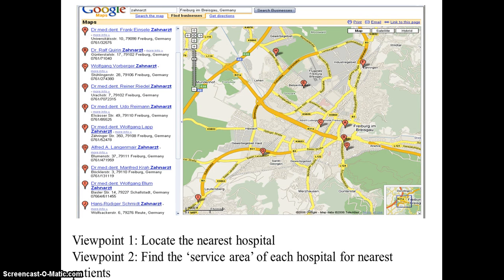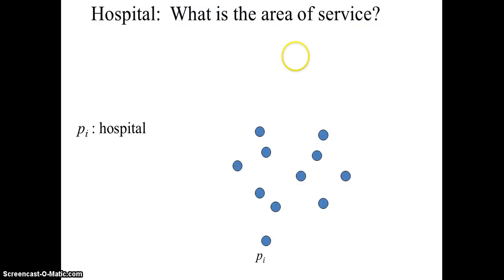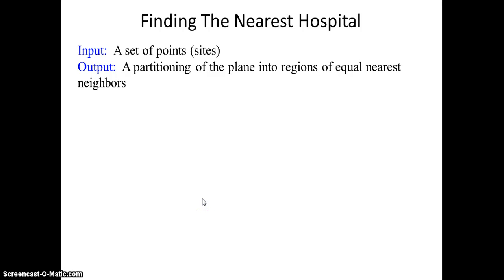If we are given a service area and we have to locate the nearest hospital, then the blue points are showing the hospitals, and this particular Q point is a patient who needs to know which hospital among these is the nearest one. So, in terms of the algorithm, we require as input a set of points, that is site points, and as output a partitioning of the plane into regions of equal nearest neighbors, so that every hospital lies within this particular plane.